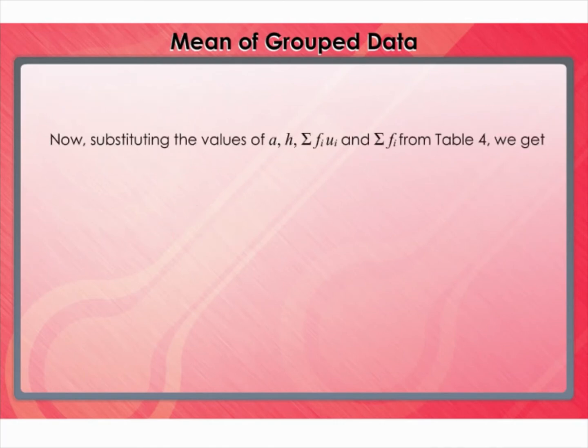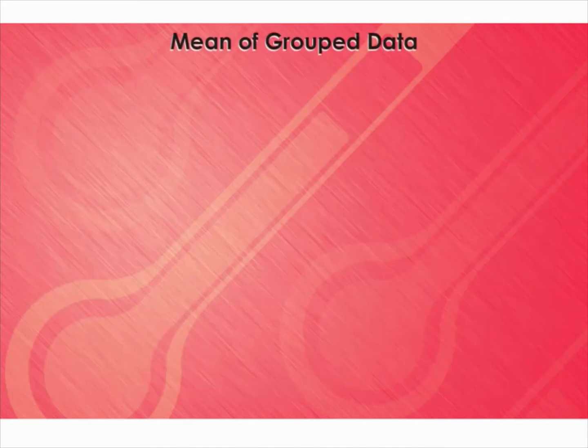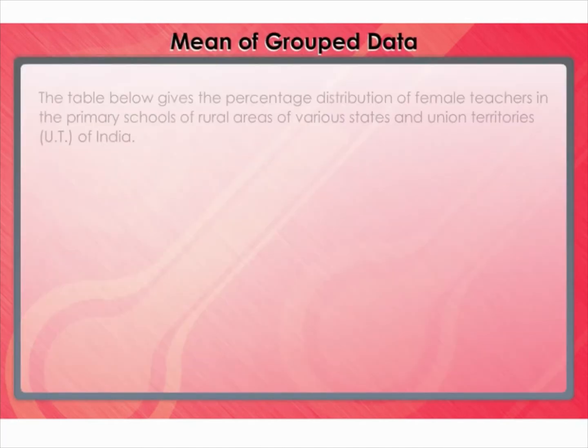Now substituting the values of A, H, summation of Fi Ui and summation of Fi from Table 4, we get the mean mark obtained by a student is 62. The method discussed is called the step deviation method. Let's move to an example.